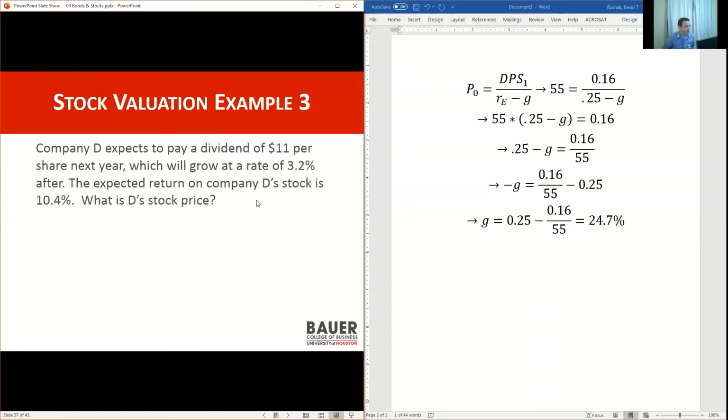Okay. Let's do another example. Company B is going to pay a dividend of $11 per share next year, which is going to grow at 3.2% thereafter. The expected return on the stock is 10.4%. So what is the company's stock price? Well, this is just like the first stock valuation we did. We want to find the price. We know what the dividend's going to be. We know the discount rate on the equity, and we know the growth rate on the dividends. So we're just plugging all this into the perpetuity formula, working through to get $153.